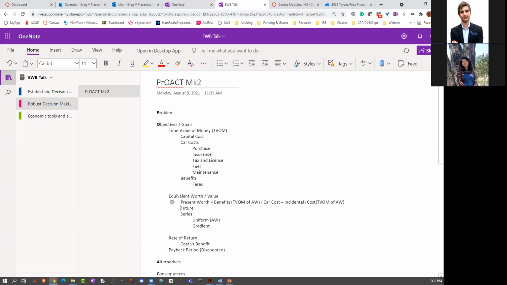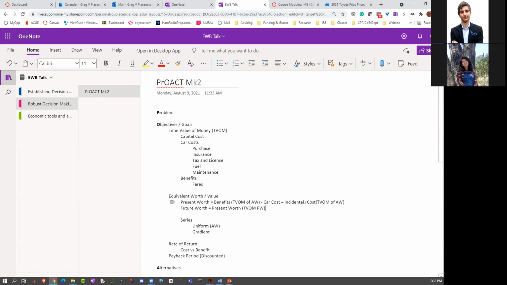Now, with that is also the future worth. Future worth is not talked about as much, simply because what the future worth basically is, is any worth, maybe a present worth, times the TVOM. And what it does is it goes forward into the future.